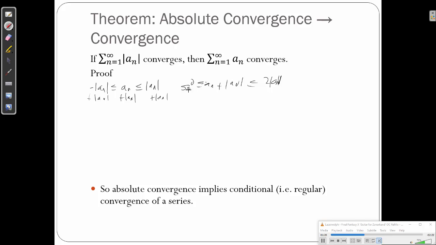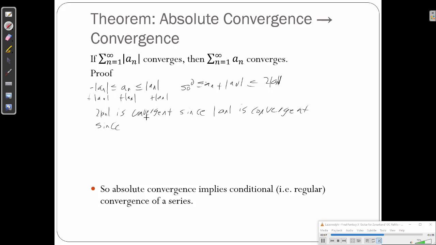How is that helpful? Well, one of the big tricks of this is that we're going to use our comparison tests to prove this. And comparison tests are only good for non-negative series. Well, 2 times the sum of the absolute value of a sub n is convergent, since a sub n is convergent in absolute value.